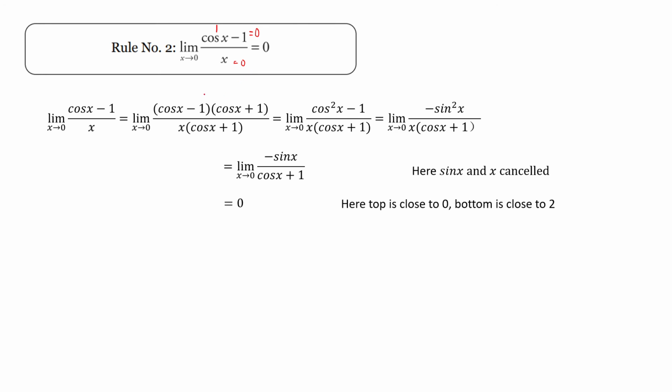In order to prove it, we can multiply by cosine x plus 1 on top and bottom, and the top becomes this, and the bottom becomes this. And we know that when x approaches 0, sine x is equal to x. So we can cancel this. This becomes negative sine x. And when x approaches 0, we know that the top is close to 0, and the bottom is close to 1 plus 1, which is close to 2. So 0 over 2 is obviously 0. That's how we prove it.